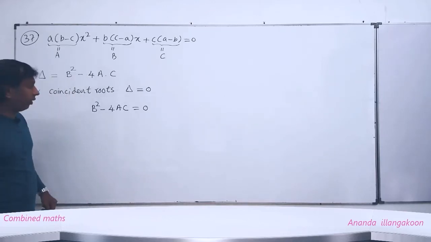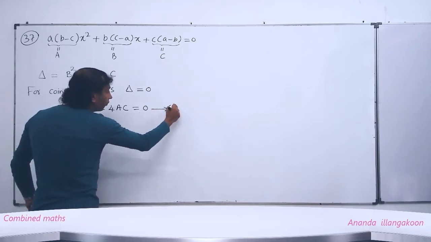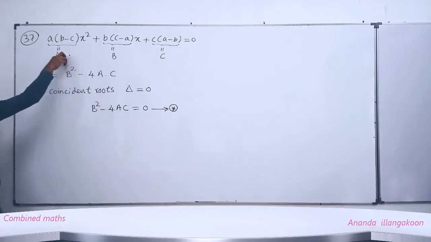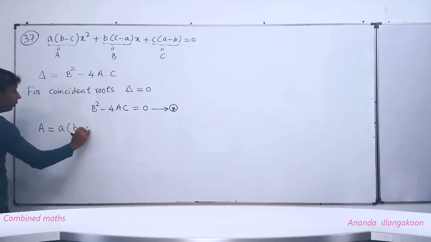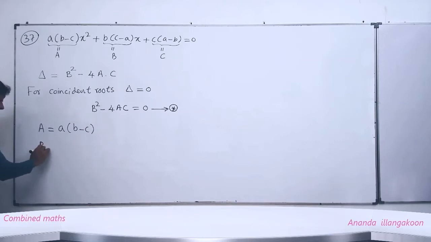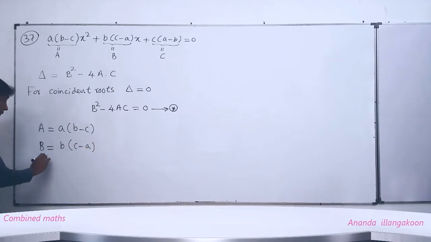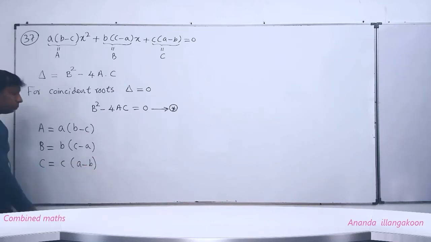I'll explain that. I'm going to take this as star. Now, A is simple A times B minus C, no? B, simple B times C minus C. C, simple C times A minus B.